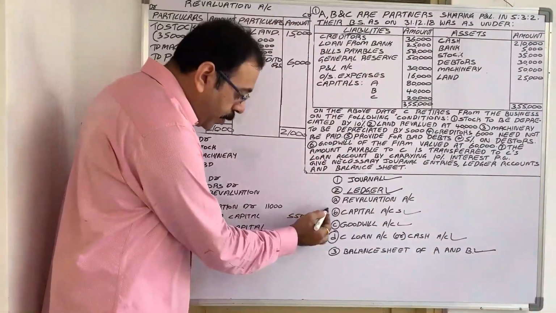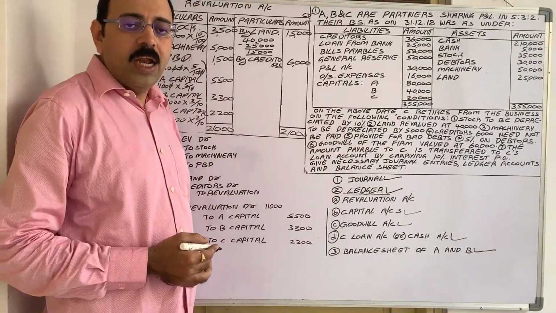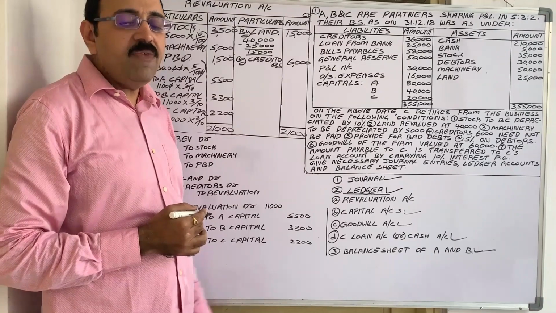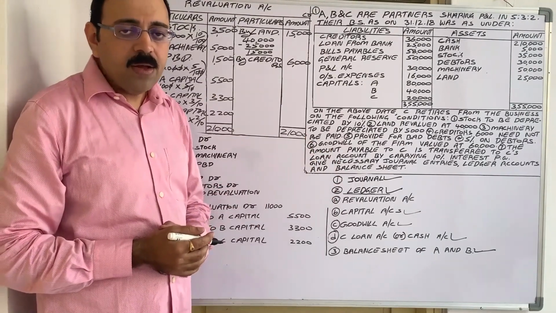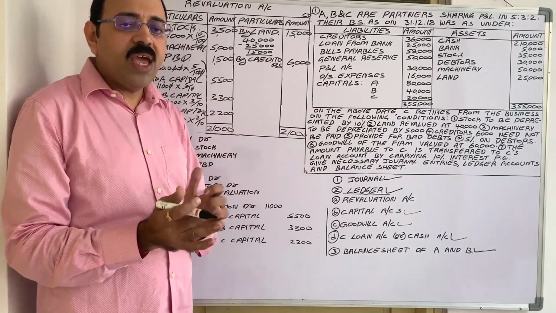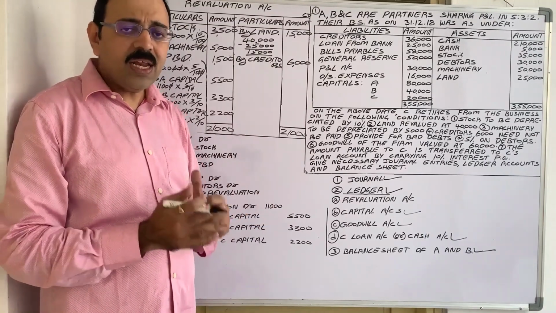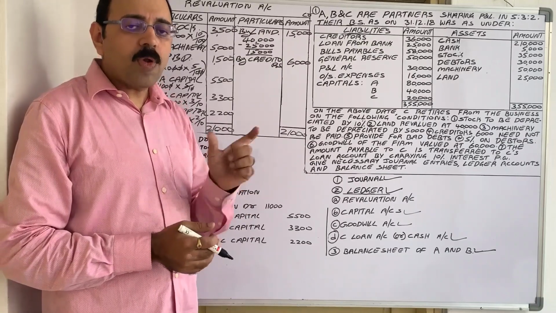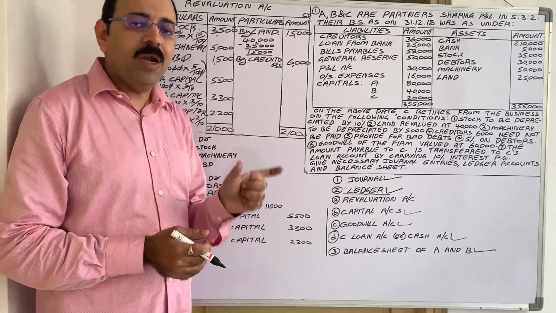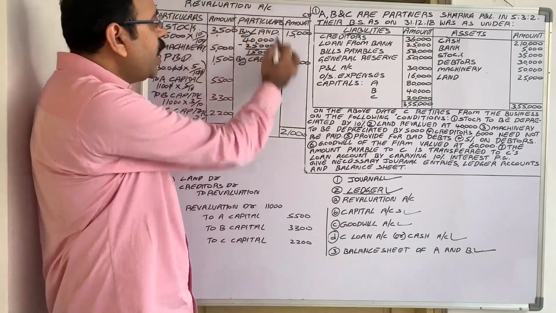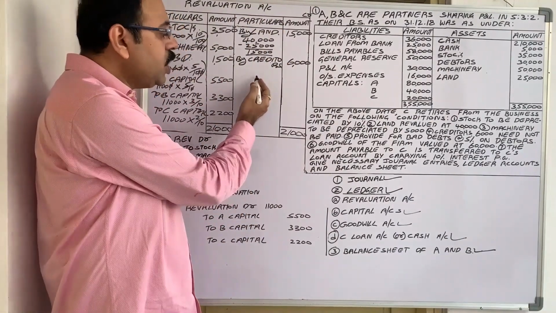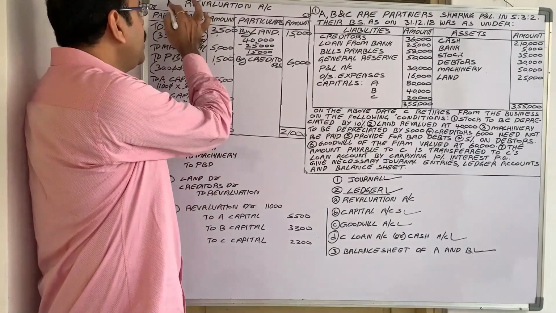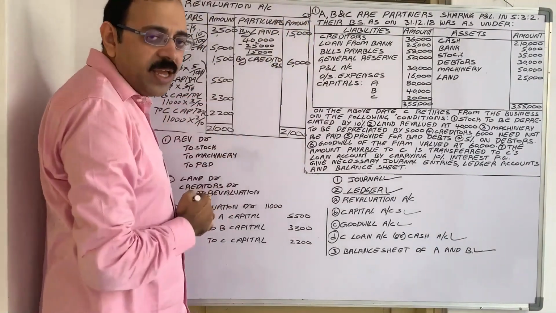Before going to explain these 4 points, let me say a few words related to the revaluation account. In the event of retirement of a partner, we have to revalue assets and liabilities. In that revaluation, there may be some profit or loss. To know the profit or loss in asset and liability revaluation, we prepare the revaluation account. This account is a nominal account. So what is the nominal account rule? Debit all expenses and losses, credit all incomes and gains.